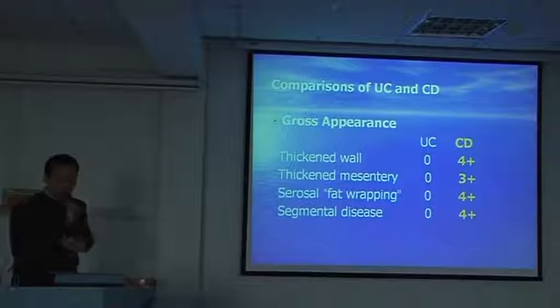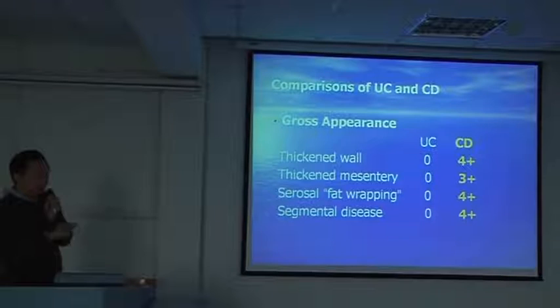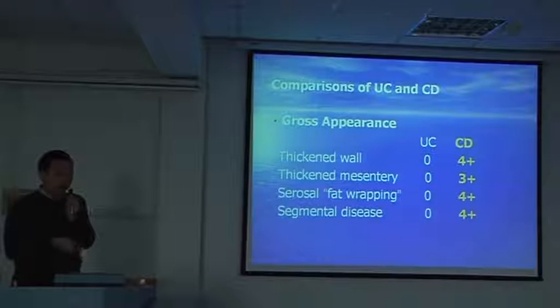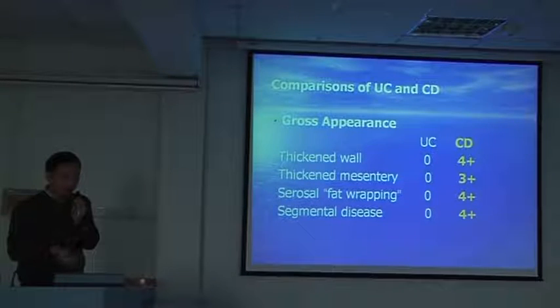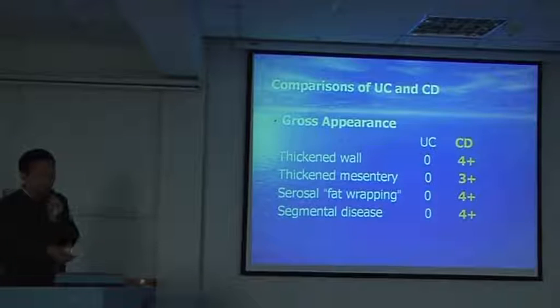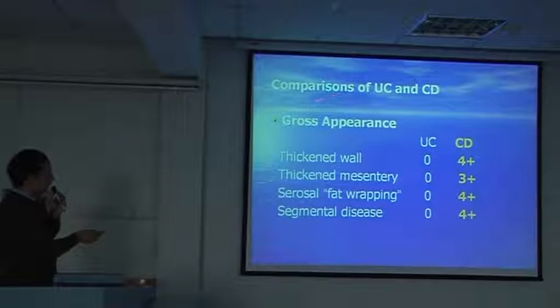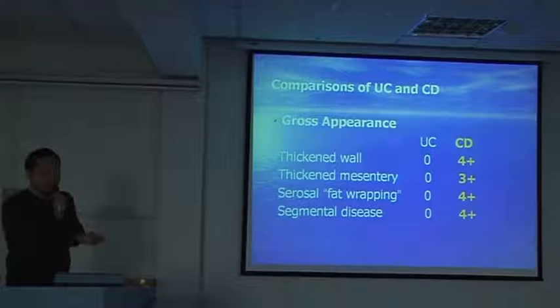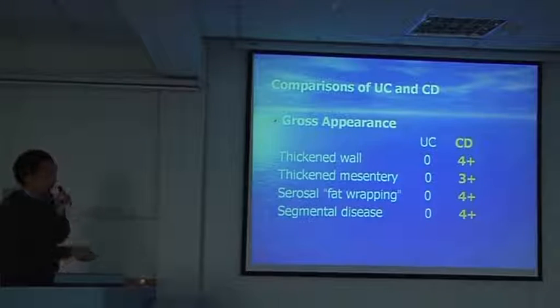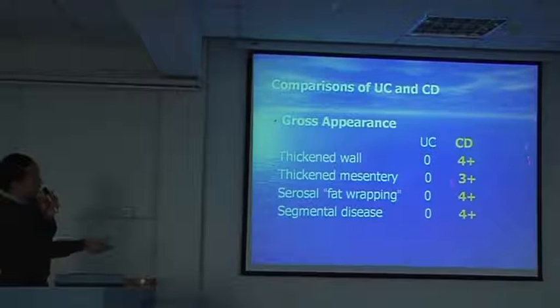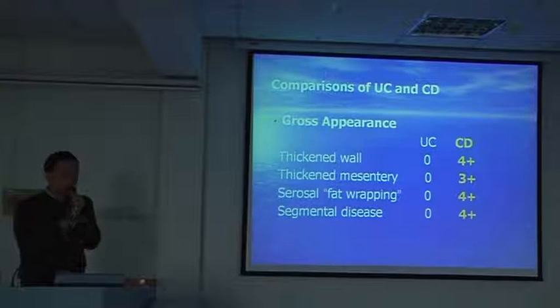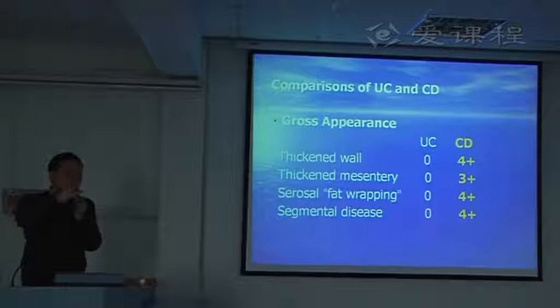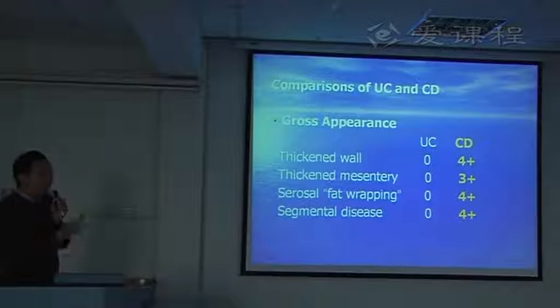So we all know that UC and CD both have diarrhea, hemorrhage, fecals. So what's the difference between UC and CD? In the textbook, this is just a copy from the textbook. So you see this one, CD, 0, 4+, 3+. Because in CD the lesion involves the whole wall, the whole layer of the wall.